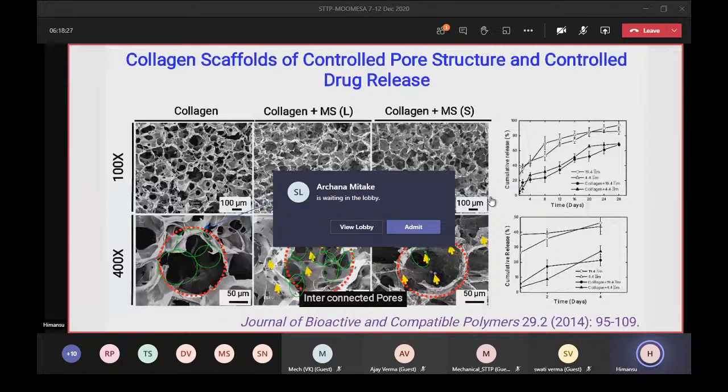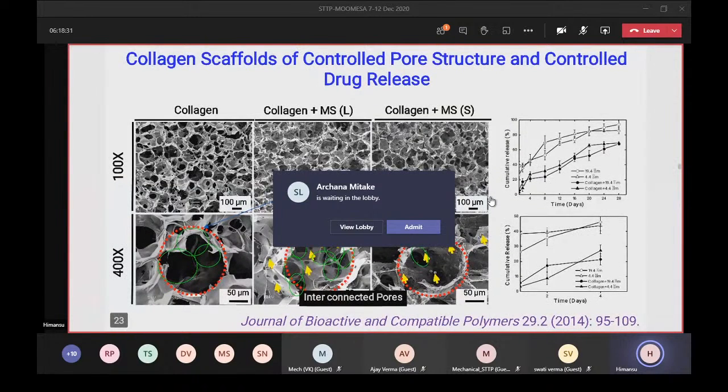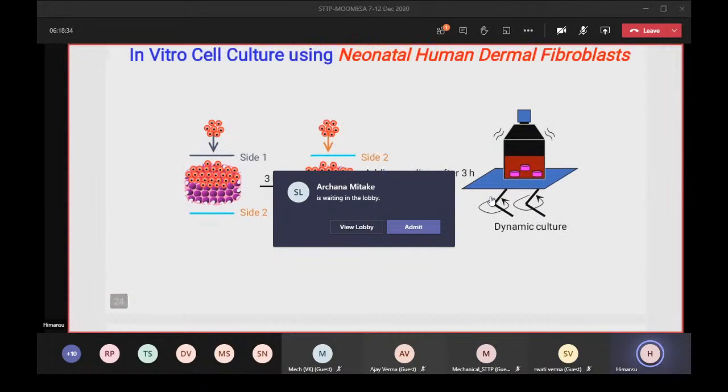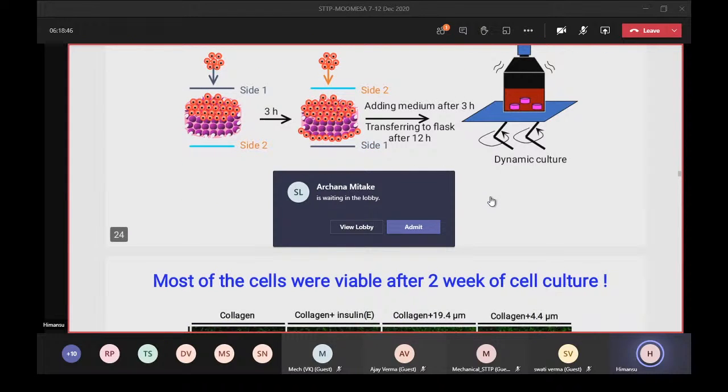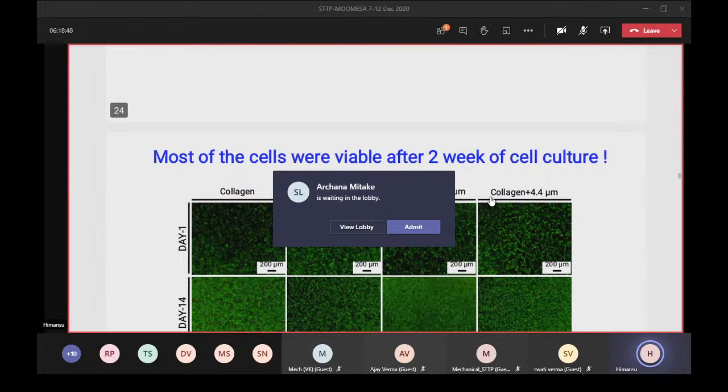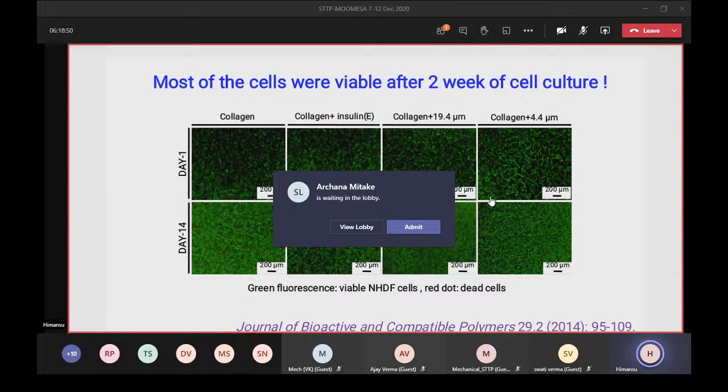You can see the scaffolds having a large amount of microspheres or a large structure of microspheres. We did the cell culture again, with neonatal human dermal fibroblasts. This kind of dermal fibroblast is derived from a newborn baby. We cultured them, and after 2 weeks you can see the cells have already completely filled the structure.